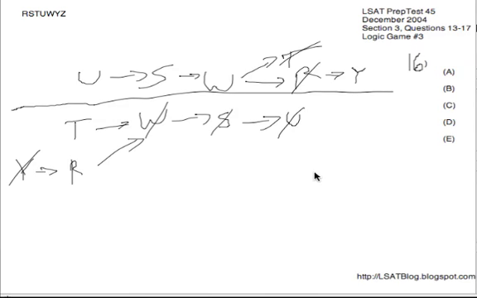Next, number 16, if U and Z appear together, who else must also appear? And we're talking about in, of course.